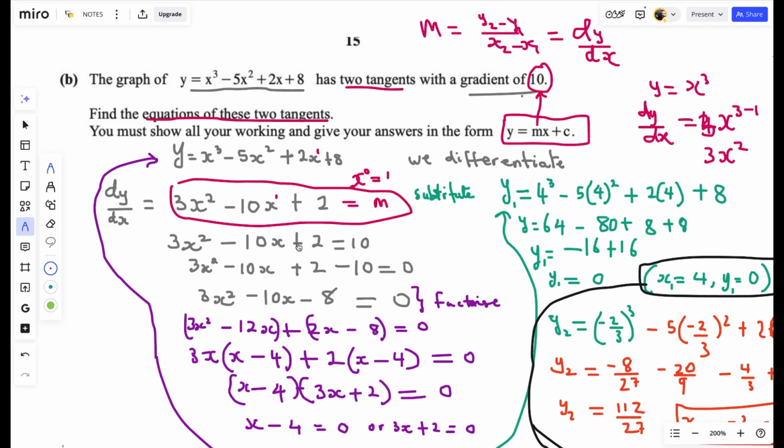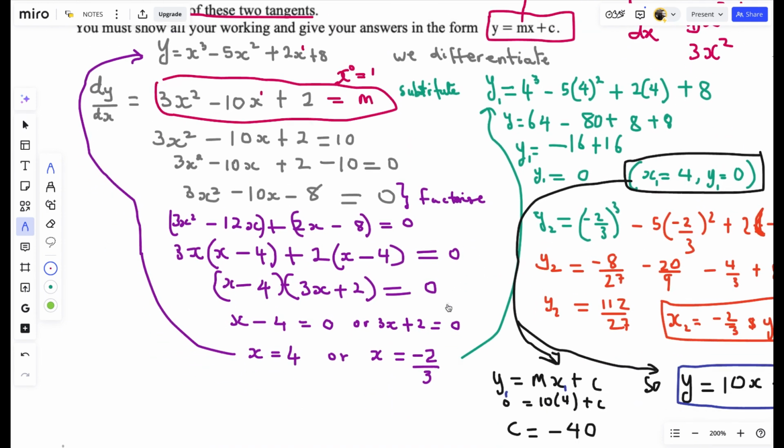So you bring 10 to the left side. It becomes 3x squared minus 10x plus this 2, then minus 10 equals 0. You always do that so that you can solve the quadratic equation. Okay? So you now have 3x squared minus 10x, and plus 2 minus 10 is negative 8, equals 0.